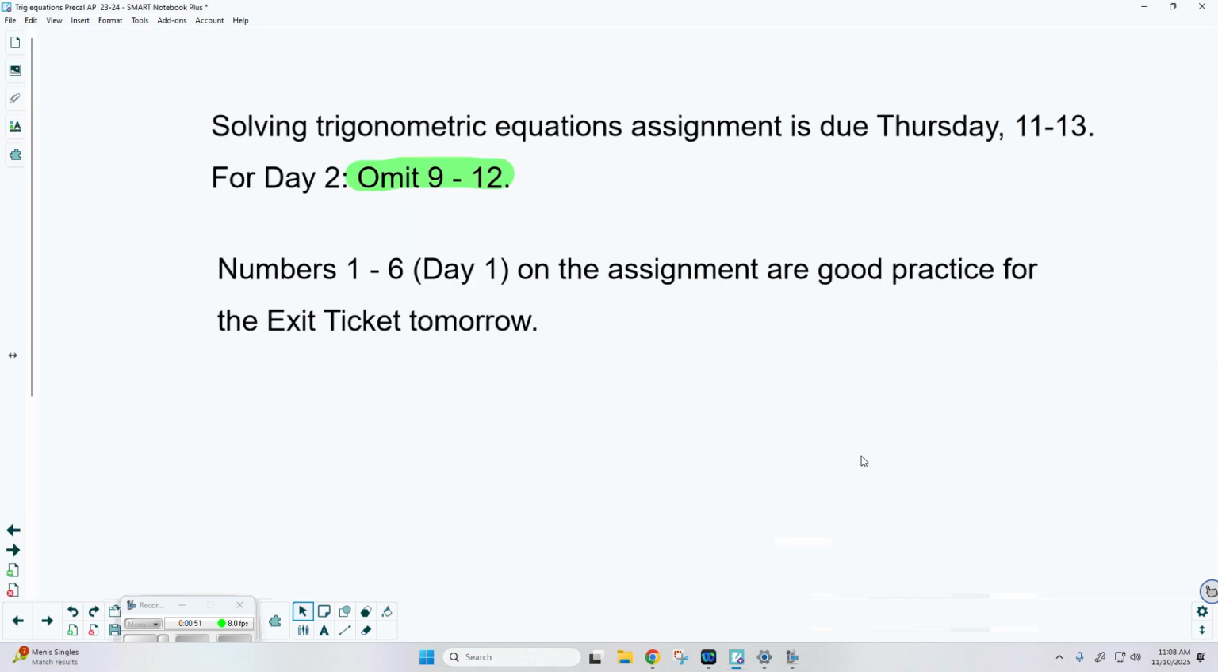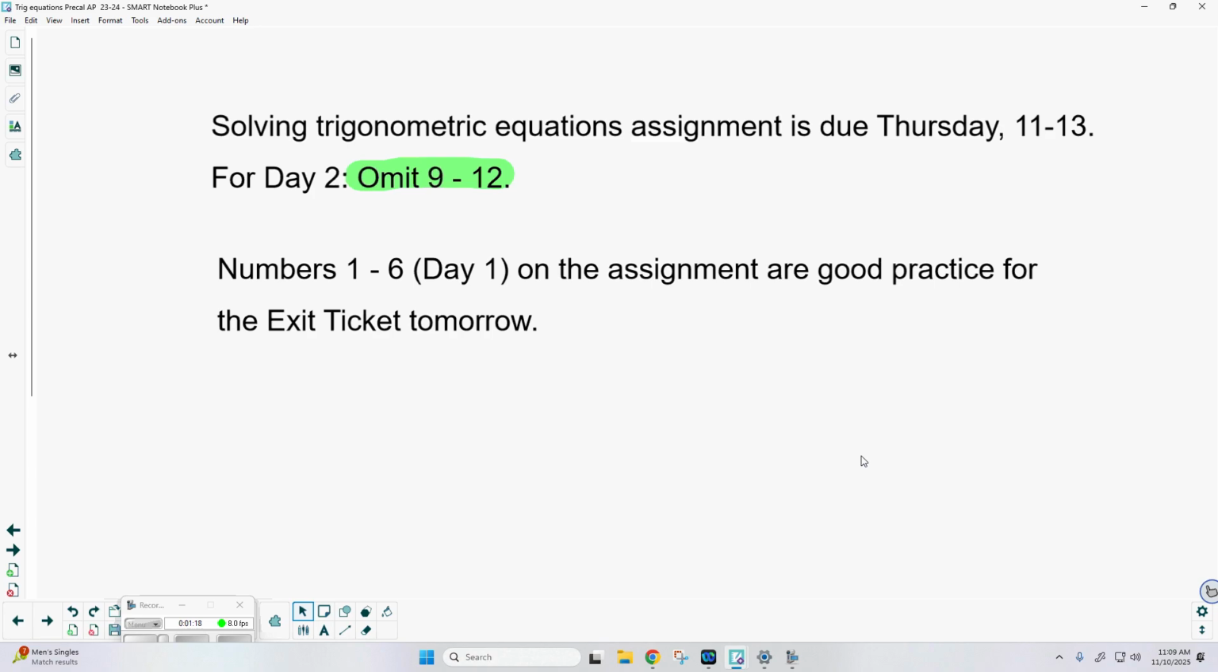Okay. If you take a look, the first paper is day 1. The second one is day 2. So on the very back, go ahead and omit numbers 9, 10, 11, and 12 on day 2. Okay, go ahead and omit 9 through 12. Those are going to reference half-angle identity problems, but we are not going to talk about those in here. So we're going to go ahead and get rid of those. So that only gives you 8 questions on the day 2 paper.